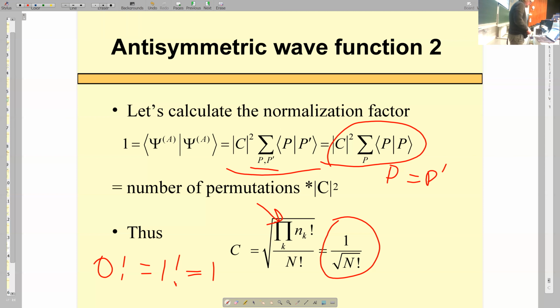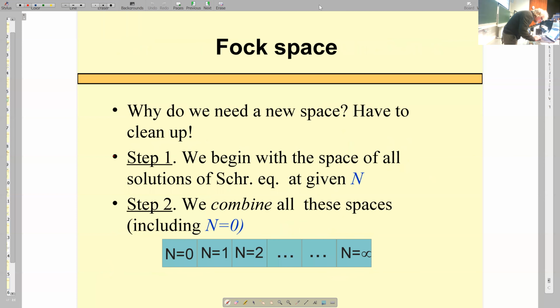Fine, let us see. I guess I was so inspired that I did it too fast. We still have to talk about Fock space.